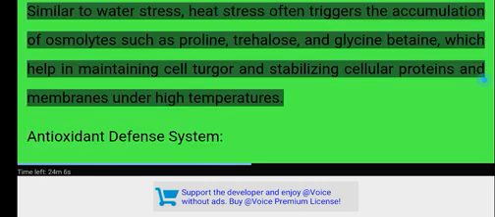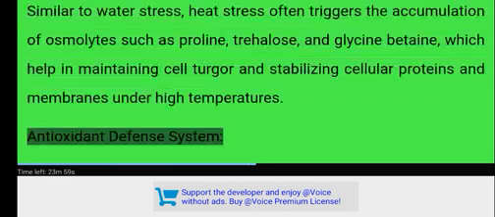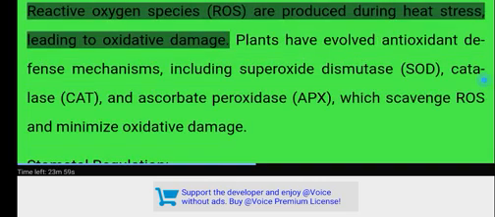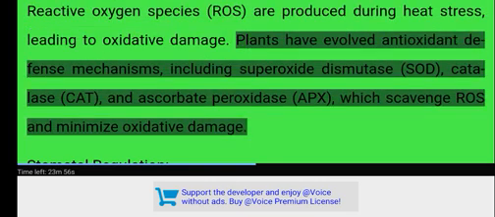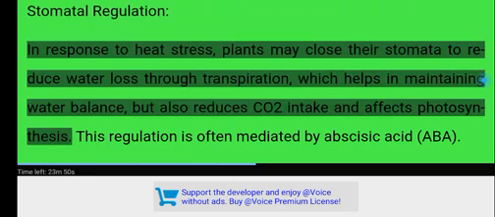Osmotic adjustment: similar to water stress, heat stress often triggers the accumulation of osmolytes such as proline, trehalose, and glycine betaine, which help in maintaining cell turgor and stabilizing cellular proteins and membranes under high temperatures. Antioxidant defense system: reactive oxygen species, ROS, are produced during heat stress, leading to oxidative damage. Plants have evolved antioxidant defense mechanisms, including superoxide dismutase (SOD), catalase (CAT), and ascorbate peroxidase (APX), which scavenge ROS and minimize oxidative damage. Stomatal regulation.